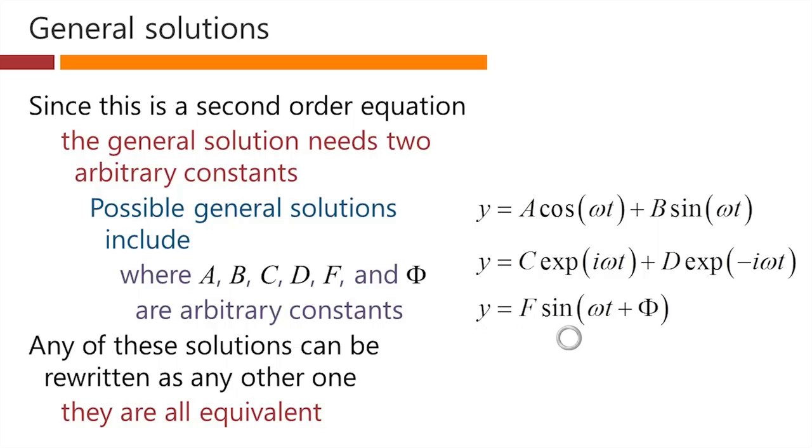Incidentally, with this form here, we can see why we need two arbitrary constants. This first arbitrary constant is telling us the amplitude of the oscillation, how big it is, and the second one, which we typically call the phase, is telling us where the oscillation starts in time, or the position in time of the oscillation. So we need two constants in order to specify an oscillation like that.